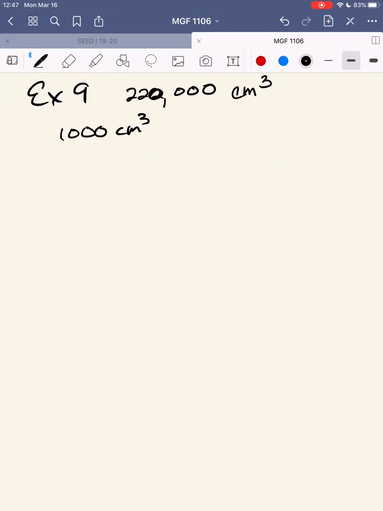Let's look at example 9. We're using table 9.7, which is volume in cubic units. I have a fish pond that has a volume of 220,000. How many liters of water does the pool hold? It's in cubic centimeters. If I look at my cubic centimeters, 1,000 cubic centimeters is equal to 1 liter.